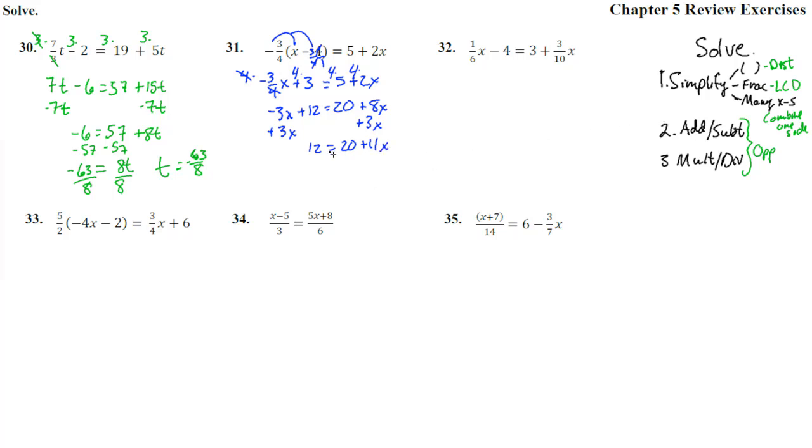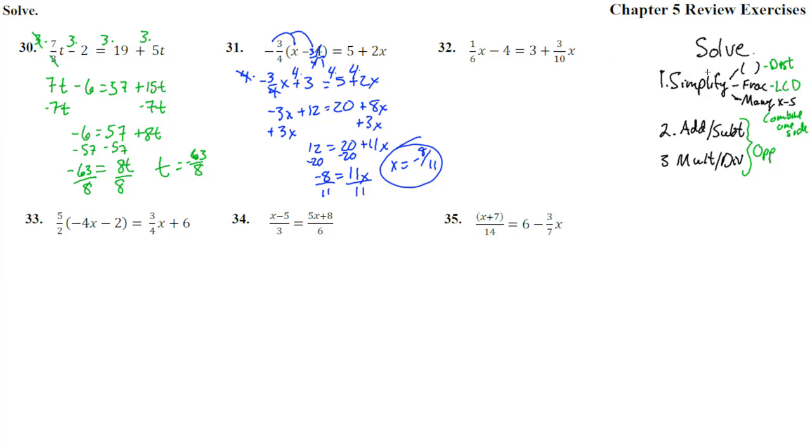Now we're on step 2. Subtract that 20, get negative 8 equals 11x. Divide by 11. That is, x is negative 8/11. Cool, good deal. Let me write that down. Okay. Now, number 32.